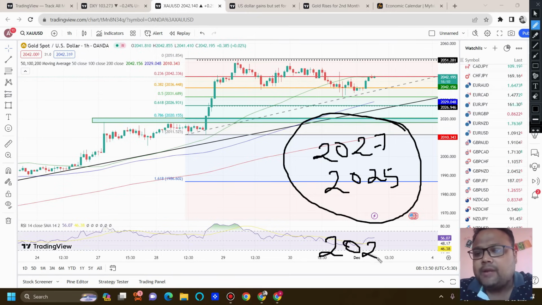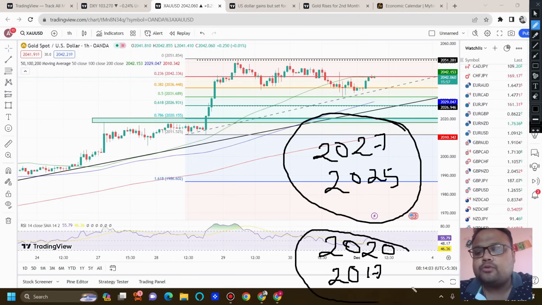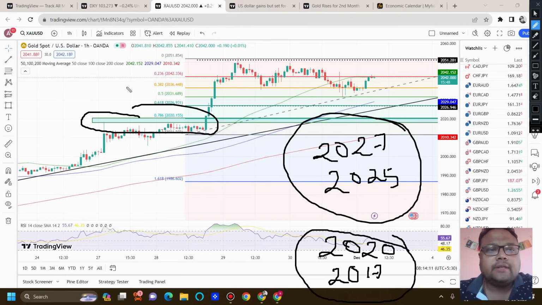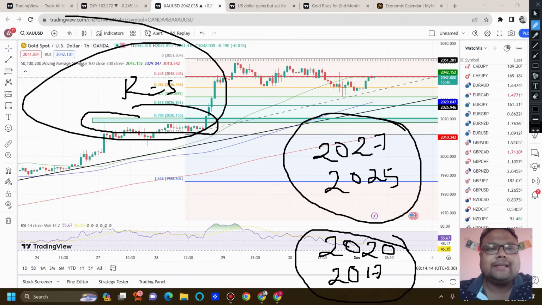Similarly, if the market drops, or if the market doesn't respect 2027, if you see a big red candle at 2027, obviously you need to use your common sense, and in that case your next support will be 2020 to 2017. This is the next support zone on the chart of gold. Why? Because we have the FIBO 78.6% retracement level. Along with that, we can see the previous resistance will also be acting as support. So if we combine both factors, 2020, 2017 seems to be a better level to go for a buy.